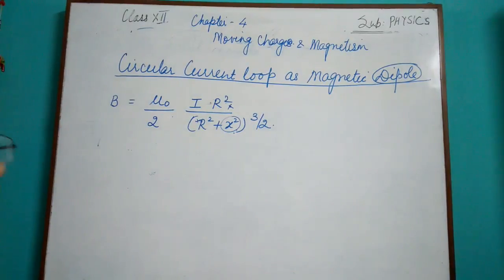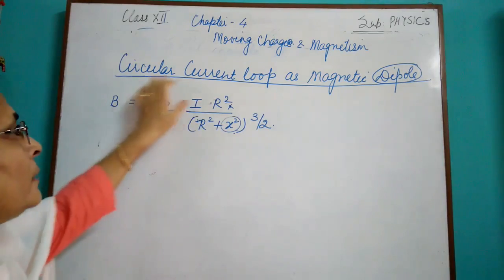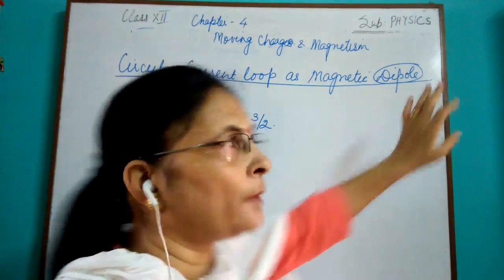Good morning, children. Today we'll talk about the next topic, that is circular current loop as a magnetic dipole.